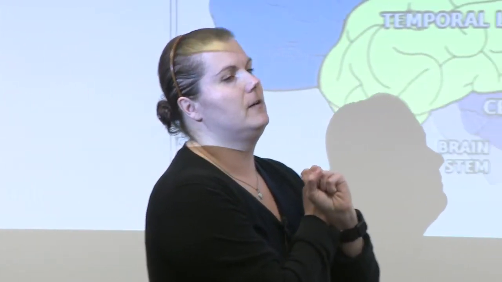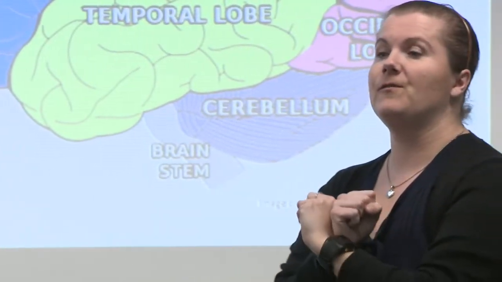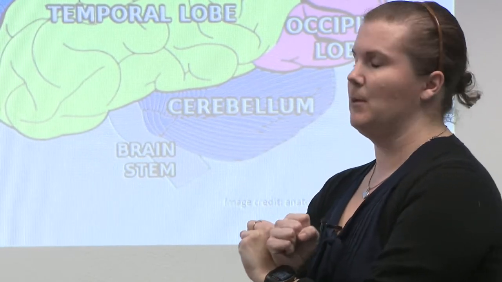Okay? At the back of the brain, notice where your fists are closed, it sort of looks like two eyes. That's the occipital lobe. The occipital lobe is going to be responsible for vision and visual processing.